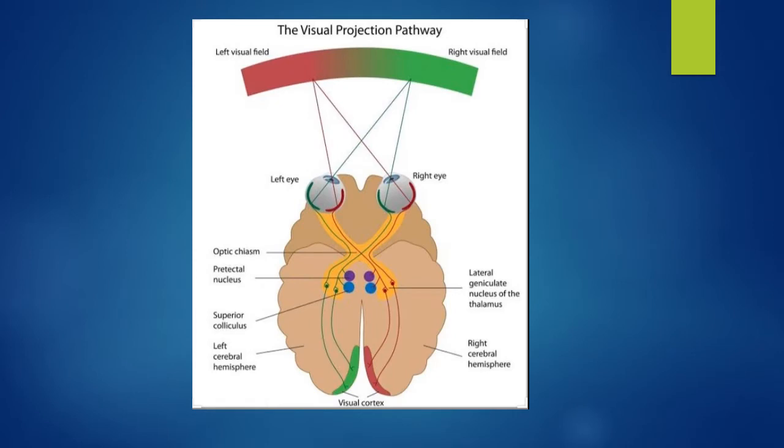Now in this diagram we can see the fibers from the nasal half of the retina from each side cross or decussate at the level of the optic chiasma, while the fibers from the temporal half of each retina will continue on the ipsilateral side as optic tracts.